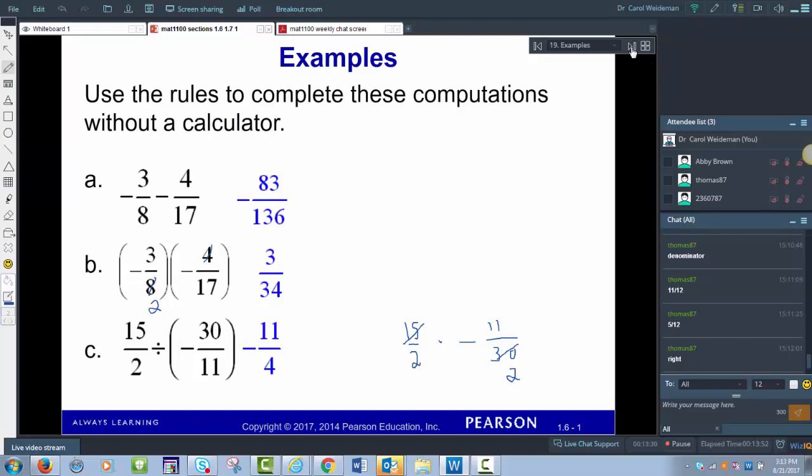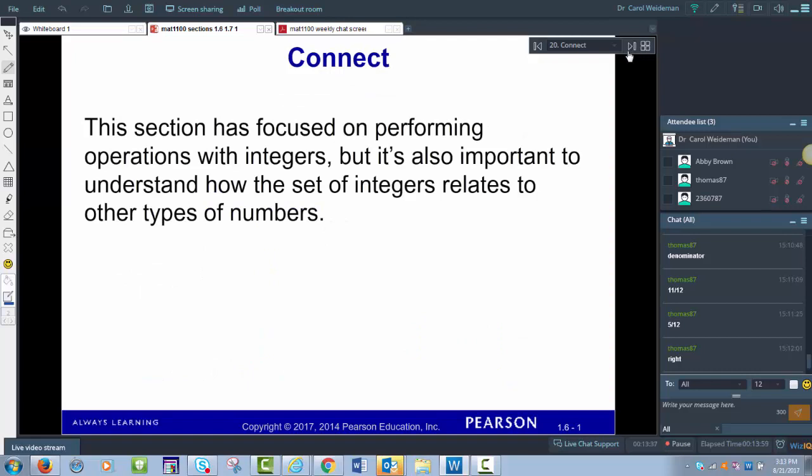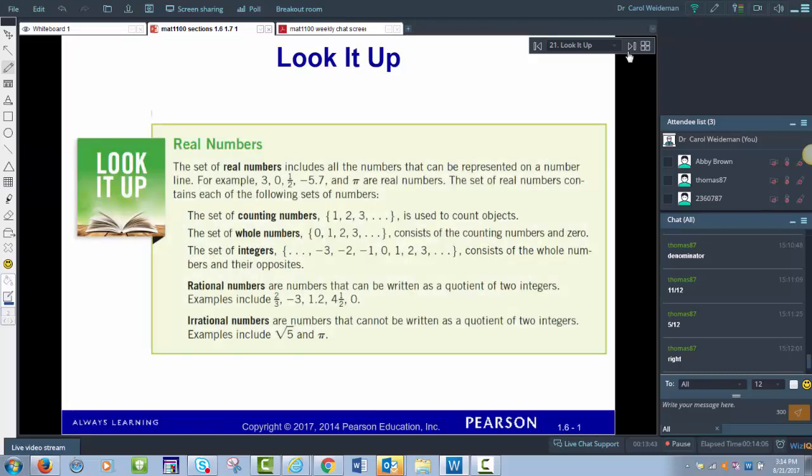Okay, so this time we're pulling together the fraction rules and also the integer sign rules. So again, we did a lot of things with integers, but if you notice at the end there, we were also working with fractions, so the same rules kind of apply.